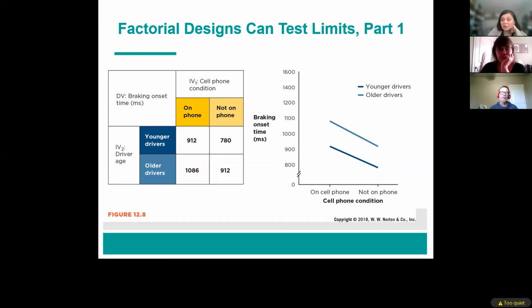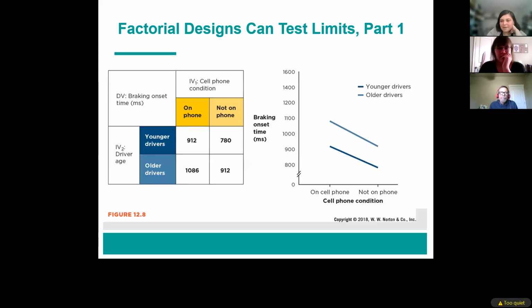is that we can generalize to drivers of all ages. So it has high external validity when it comes to age of the driver. If we wanted to see race, then we would have all the different races on cell phone and not on cell phone. If we found no interaction between race and being on a cell phone or not on breaking time onset, then we can also generalize to race. Does that make sense?